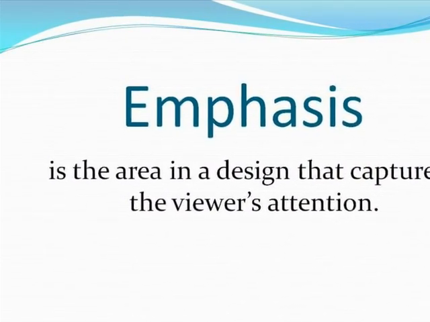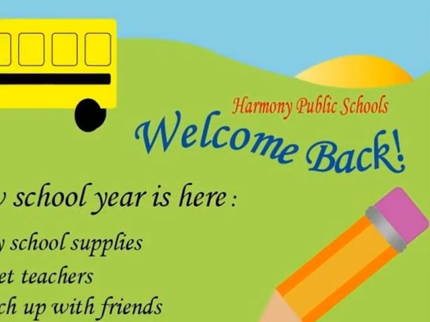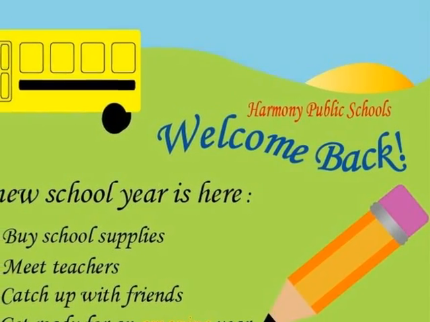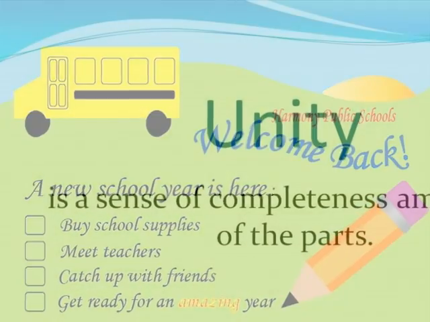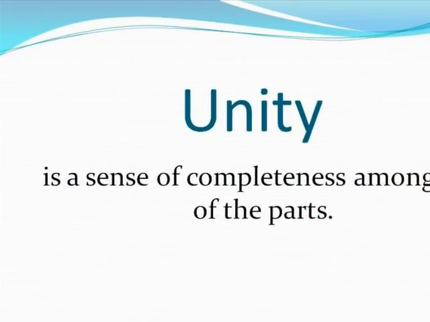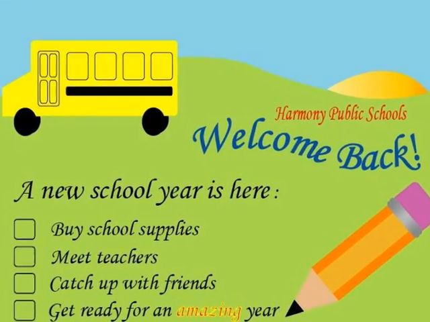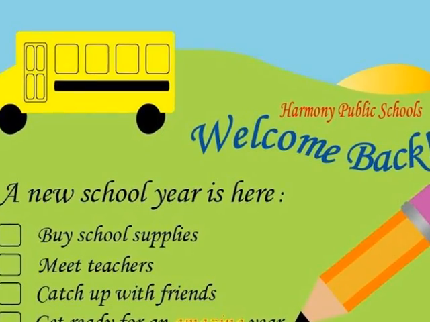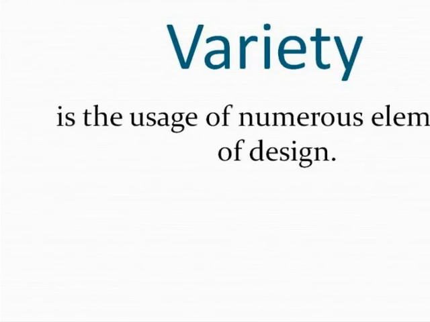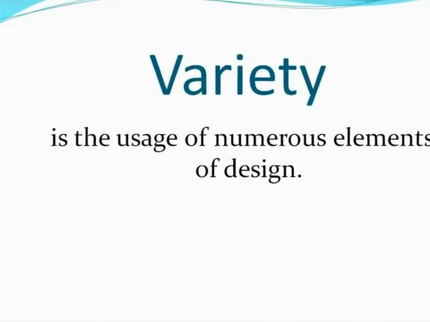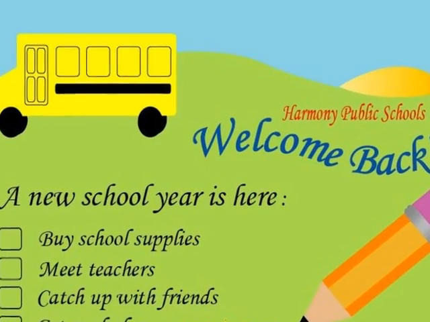Emphasis is the area in a design that captures the viewer's attention. The emphasis of the seasonal card is the word "amazing." It stands out because it is a different color. Unity is a sense of completeness among all of the parts. The elements applied to the seasonal card fit well together, creating a sense of unity and harmony. Variety is the usage of numerous elements in design. There is a variety of shapes, sizes, and colors used.